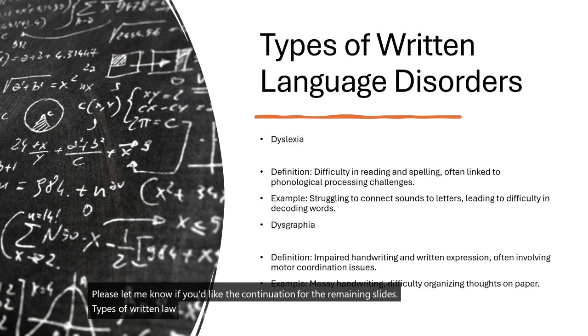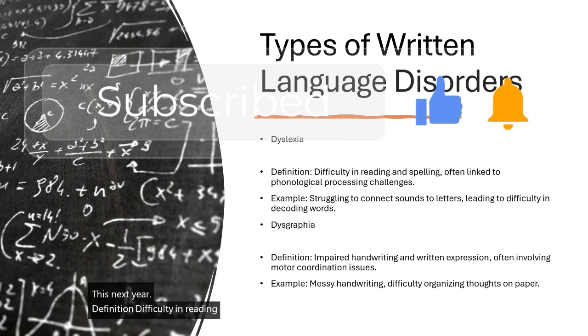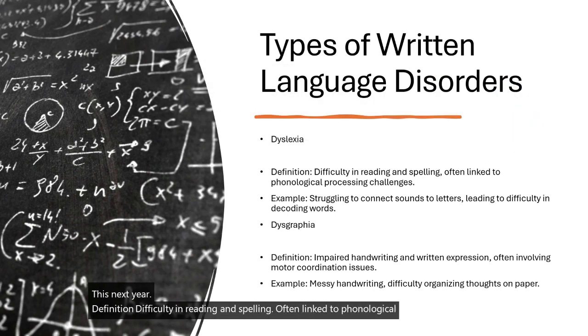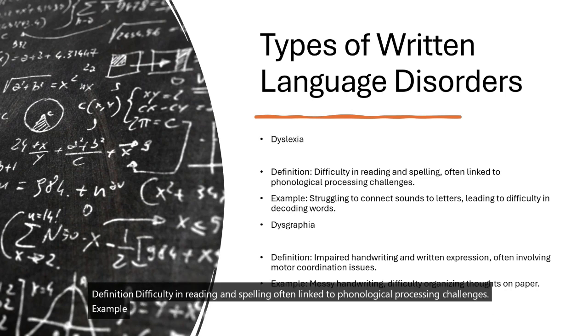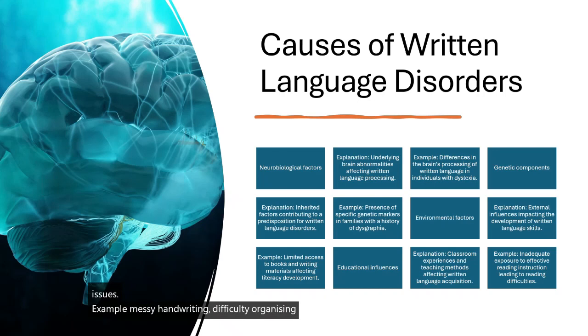Types of written language disorders. Dyslexia. Definition: difficulty in reading and spelling, often linked to phonological processing challenges. Example: struggling to connect sounds to letters, leading to difficulty in decoding words. Dysgraphia. Definition: impaired handwriting and written expression, often involving motor coordination issues. Example: messy handwriting, difficulty organizing thoughts on paper.